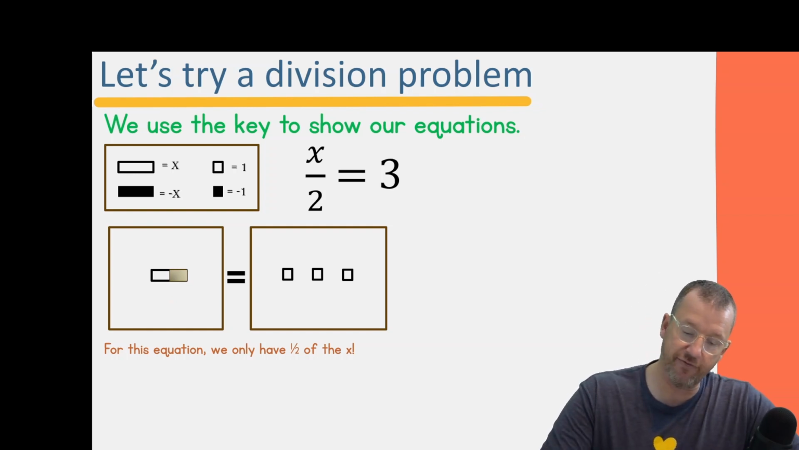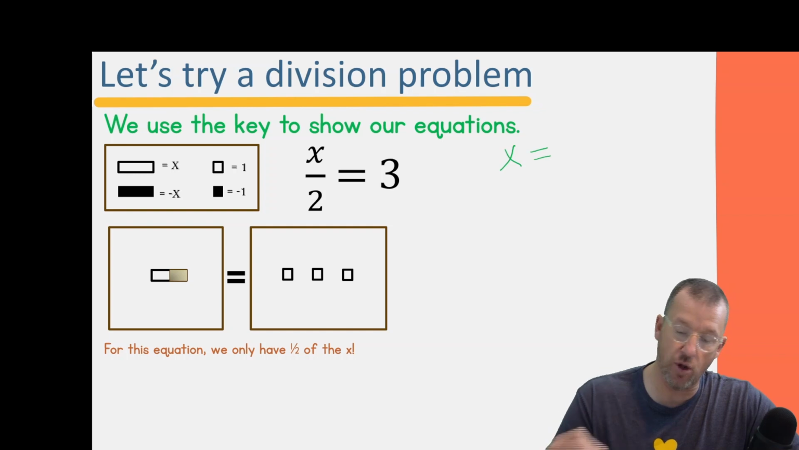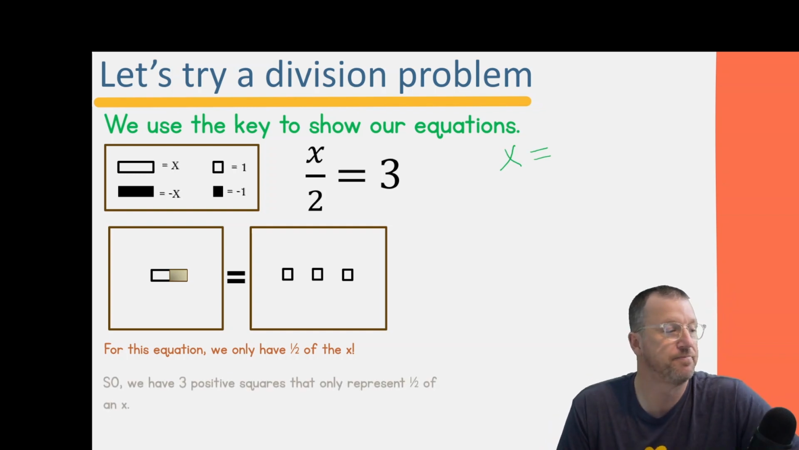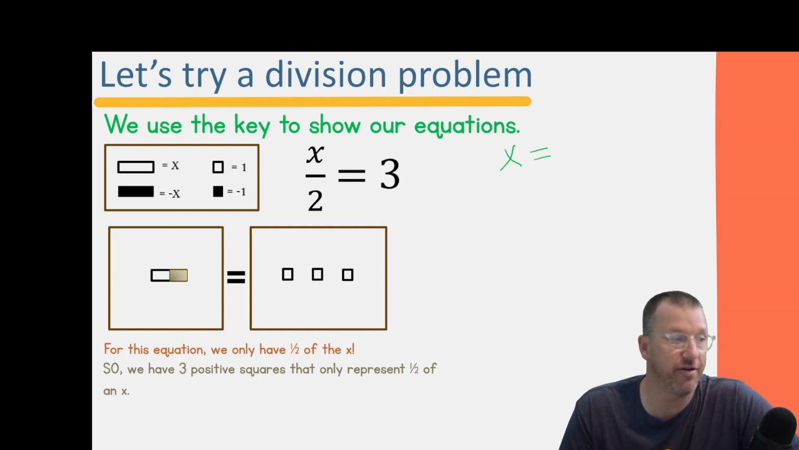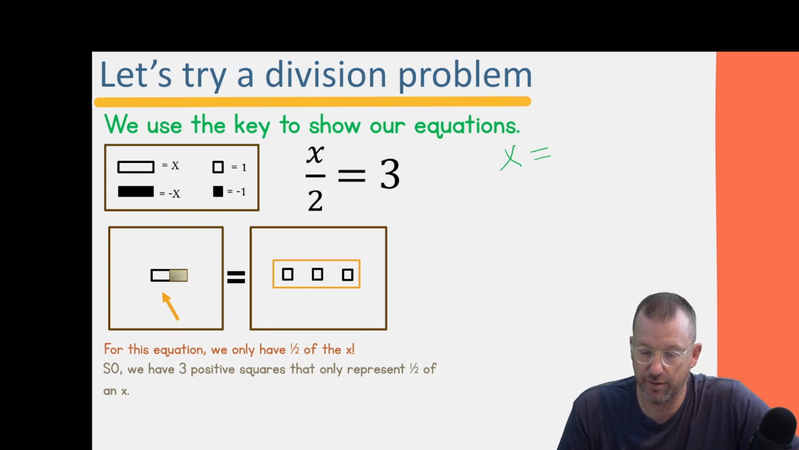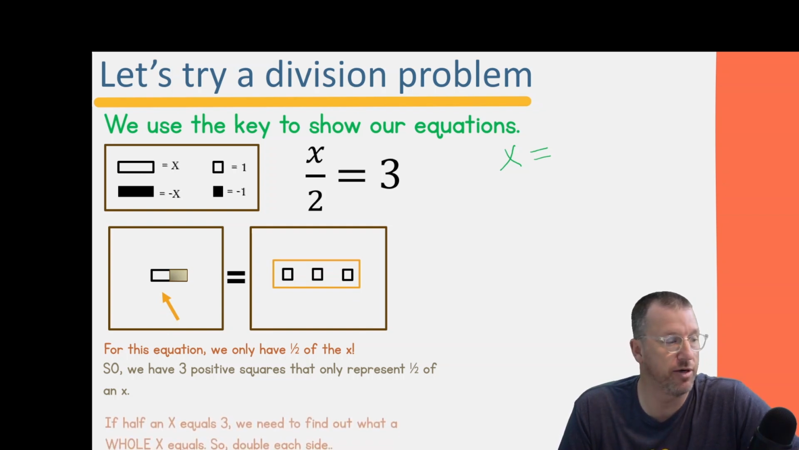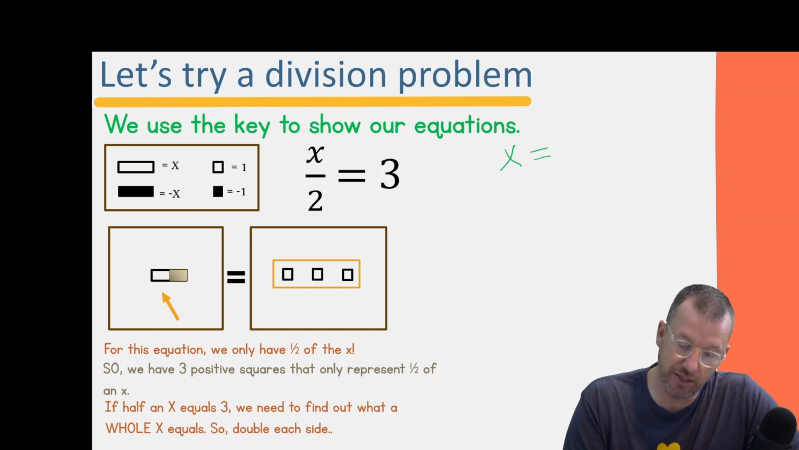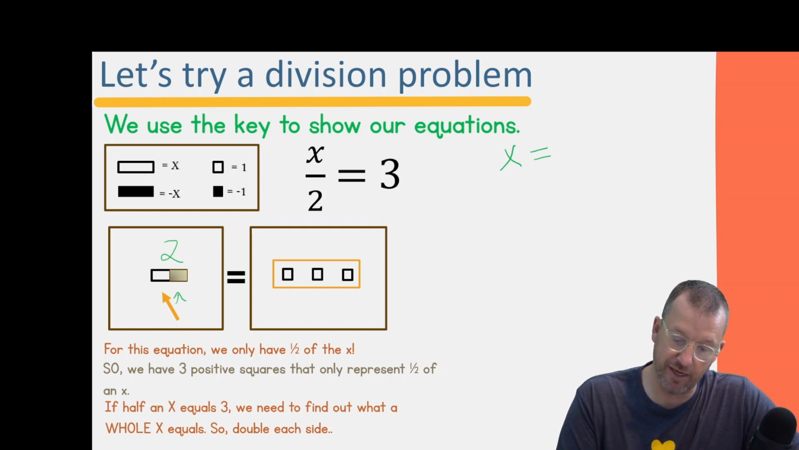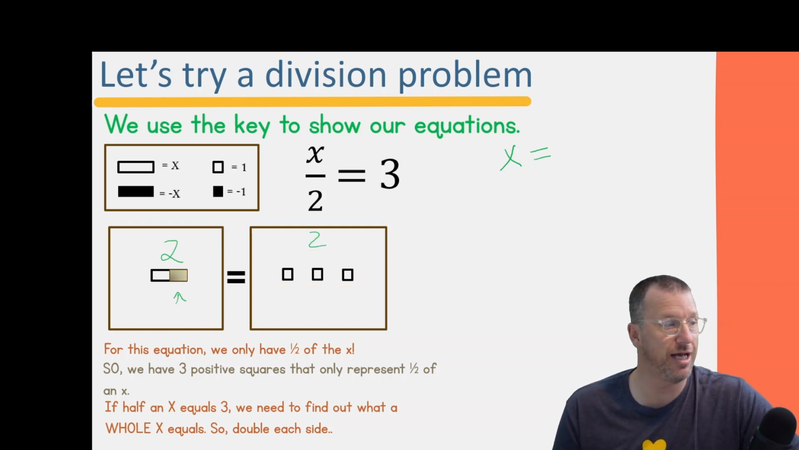And again, what are we trying to solve at the end? We're trying to find out what a whole x equals. What does 1x equal? So we have 3 positive squares that only represent half of the x. Well, that doesn't work. We don't want 1/2 x equals 3. We want to know what 1x equals. So if half of an x equals 3, we need to find out what a whole x equals. Well, how many of these halves would we need to get to a whole? We would need 2 of them, okay, which means we're going to have to double everything on both sides.